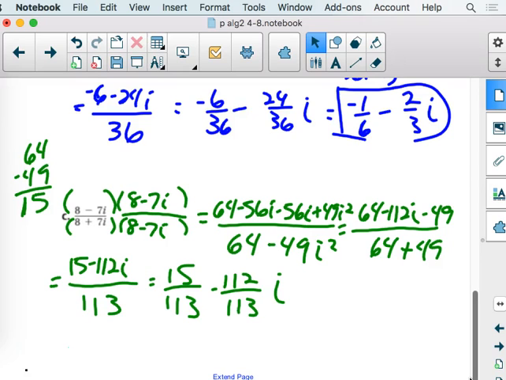15 divided by 113, and then Math number one, it's not reducible. If it were, it would give us the reduced amount. 112 over 113, we know is not reducible, but again, if you didn't know that, Math number one, you just get it right back, it's not reducible. It's not gonna happen. All right, that's dividing.